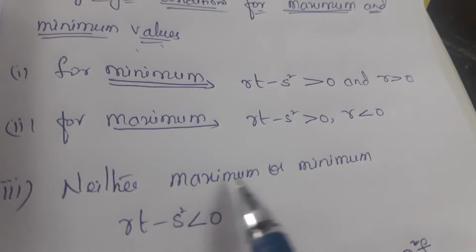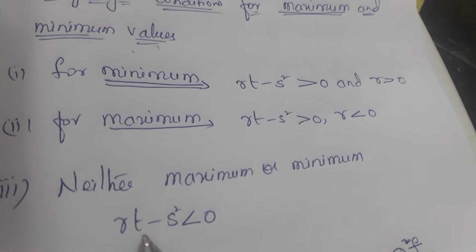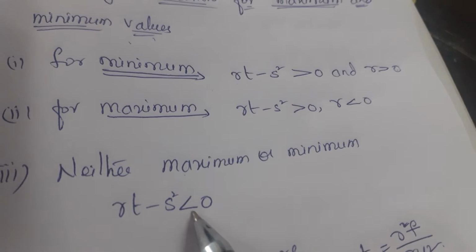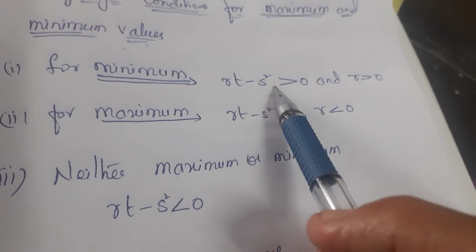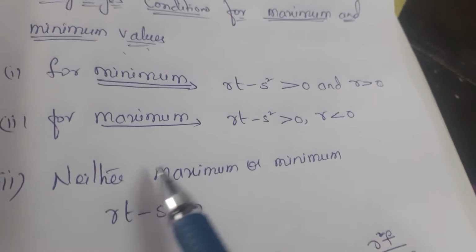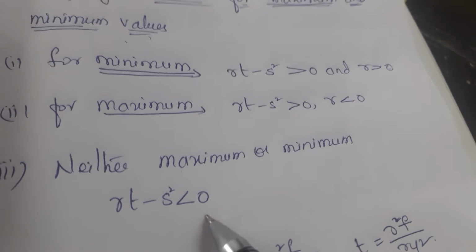And neither maximum nor minimum is when RT minus S square is less than 0. In both minimum and maximum, we have RT minus S square greater than 0. But for neither maximum nor minimum, we have RT minus S square less than 0.